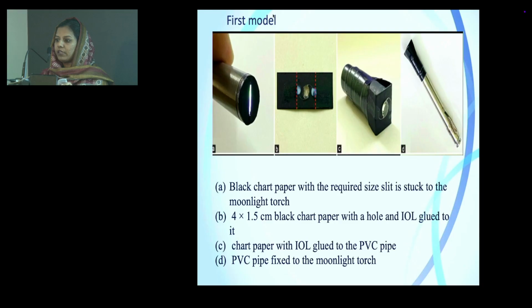This is the first model we made. A black chart paper with the required size slit is stuck to the moonlight torch. Then a 4 by 1.5 cm black chart paper with a hole and IOL is glued to it. Then this chart paper with IOL is glued to the PVC pipe. Then the PVC pipe is fixed to the moonlight torch. This is a simple method and everyone can try this method.